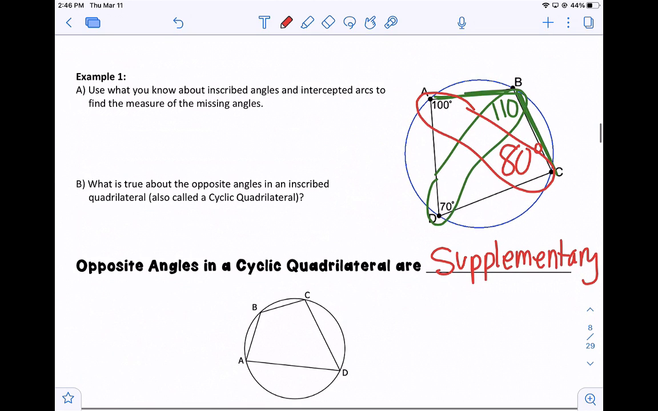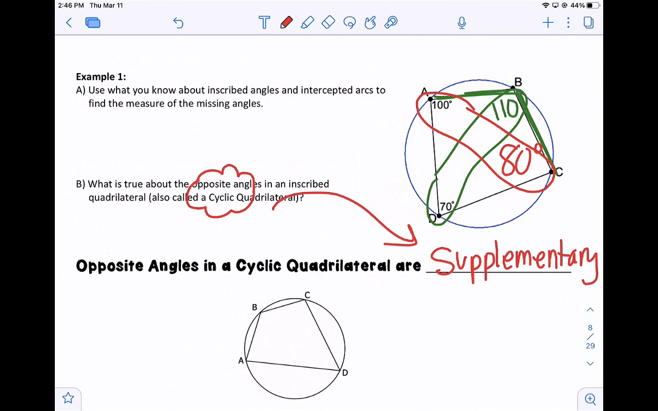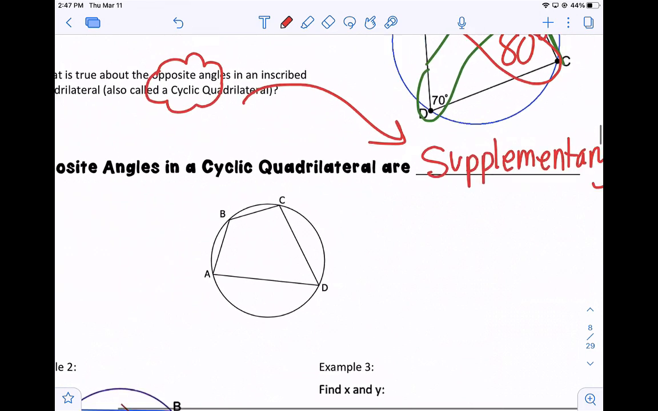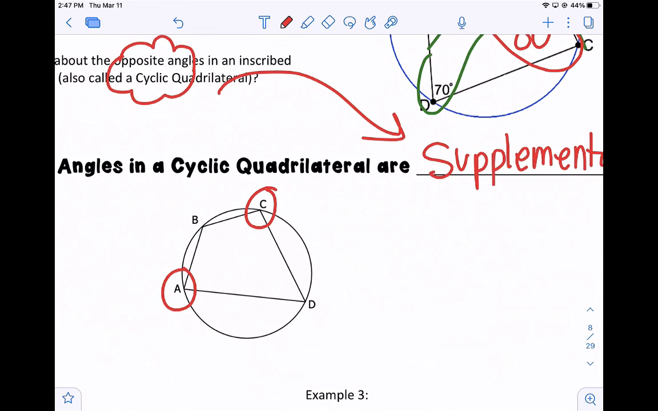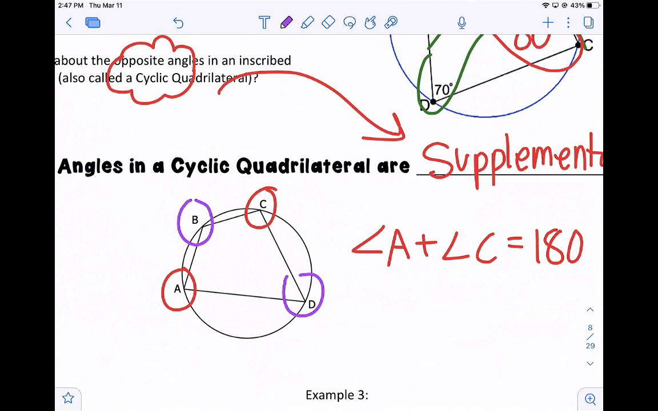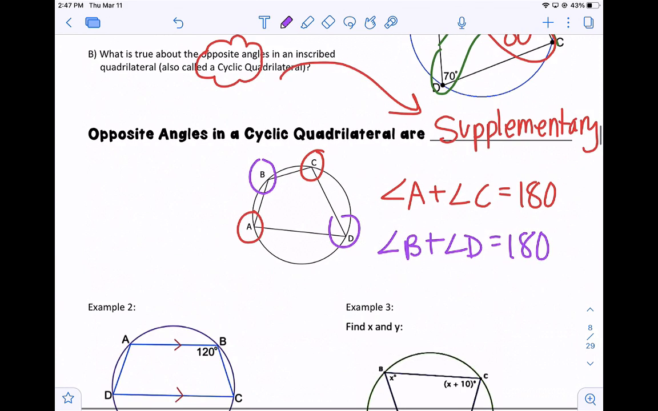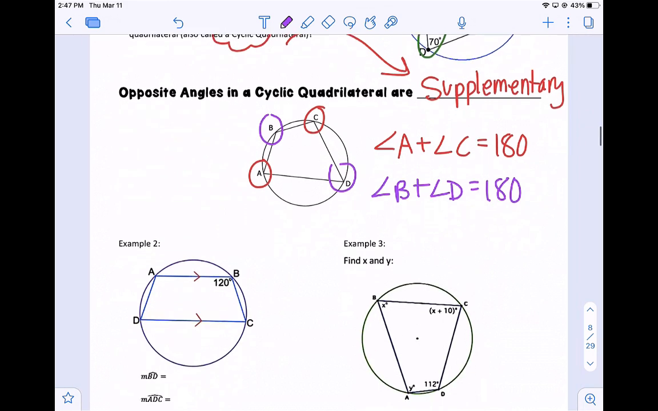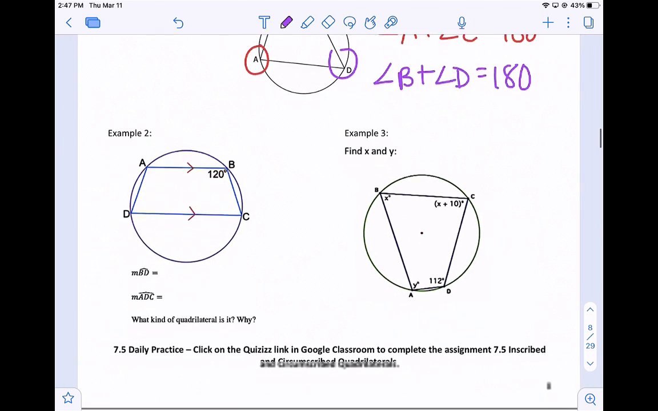Okay, so there it is, kind of our proof by numbers that the opposite angles in a cyclic quadrilateral are supplementary. An inscribed quadrilateral is also called a cyclic quadrilateral. So to generalize, angle A and C are opposite, and then angle B and D in this example also add to 180. They're supplementary. Okay, so let's use that property and solve for different angles in cyclic quadrilaterals.